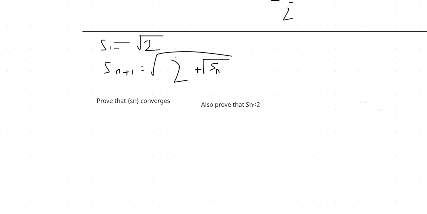So according to the monotone convergence theorem, we have proved that Sn converges. Also, for part 2, which is Sn is less than 2, it's very straightforward. We just square both the sides and we get our answer. That is it. Thank you.